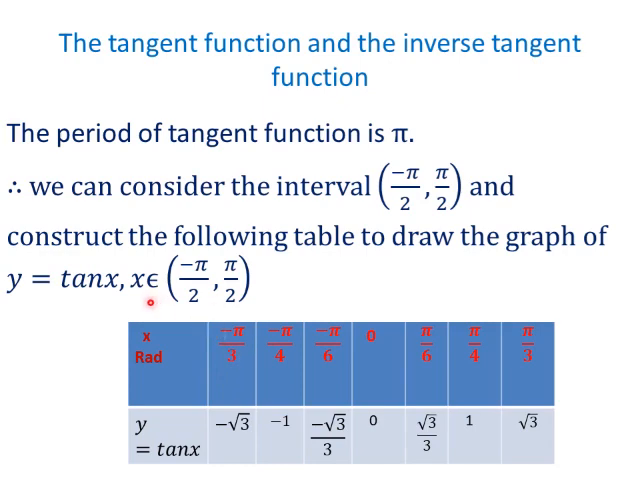So when we replace x by minus 60 here, y equal to tan of minus 60. Tan of minus theta is minus tan theta. So you'll get minus tan 60. Tan 60 is root 3, so you'll get minus root 3. Same way when we replace x by minus pi by 4, here you'll get tan of minus pi by 4. Tan of minus theta is minus tan theta. So minus tan 45, it is minus 1.